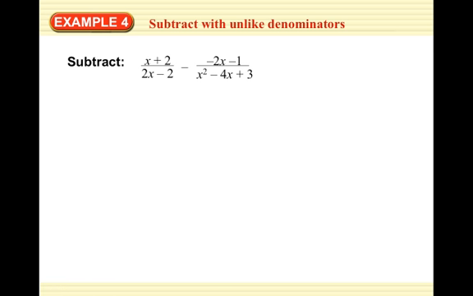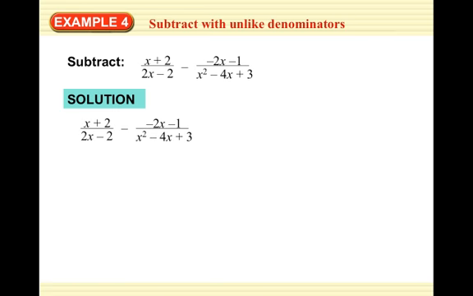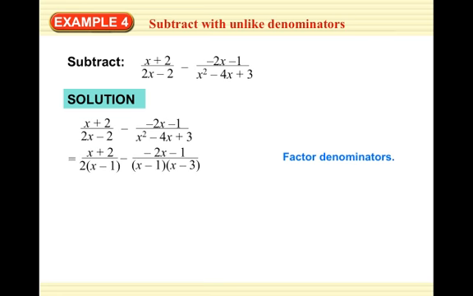All right, so now we're going to subtract. Okay, we've got x plus 2 over 2x minus 2 minus negative 2x minus 1 over x squared minus 4x plus 3. Okay, we need a common denominator, so we're going to have to write the denominators in factored form. Now, you can either do this as a whole separate step. I like the way they're doing it in this problem better, actually, than the previous example, where you just go ahead and factor in the denominator. Okay, I can factor out a 2 out of 2x minus 2, and that leaves me with 2 times x minus 1.